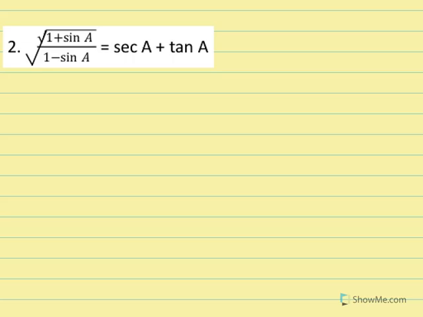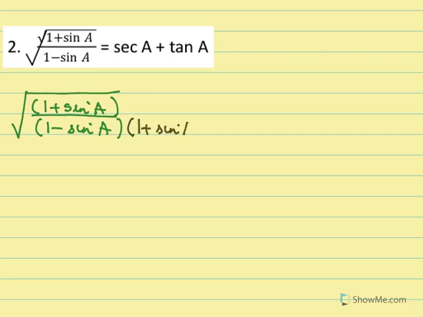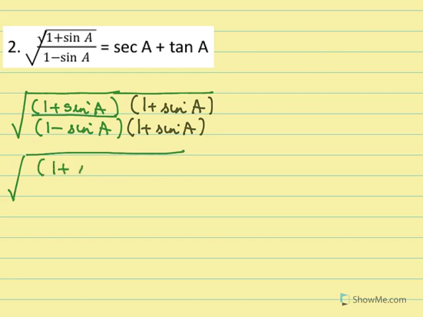Prove that (1 plus sin A) over (1 minus sin A) under root equal to sec A plus tan A. So let me write this: under root 1 plus sin A over 1 minus sin A. Then you multiply the numerator and denominator by 1 plus sin A. So here in the numerator we have 1 plus sin A times 1 plus sin A, which will be 1 plus sin A the whole square.